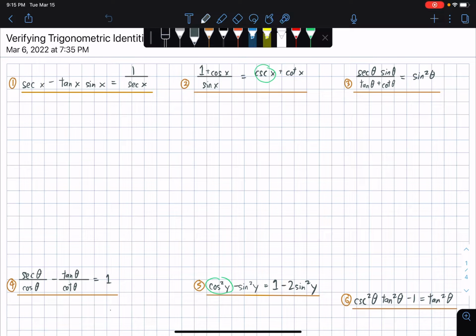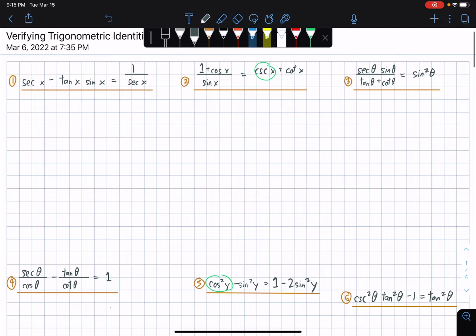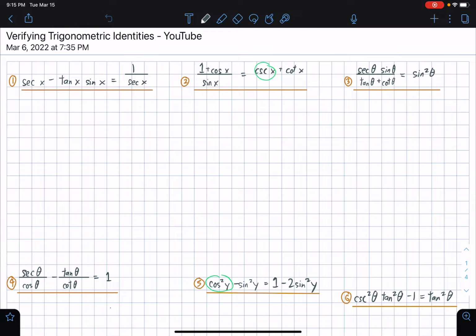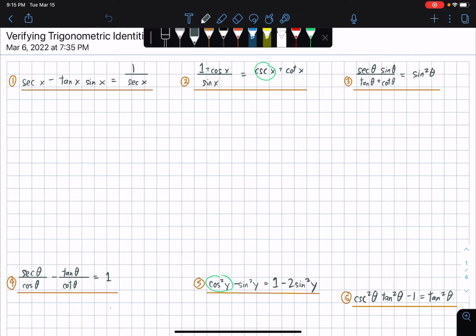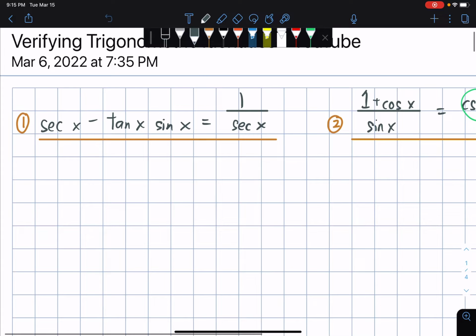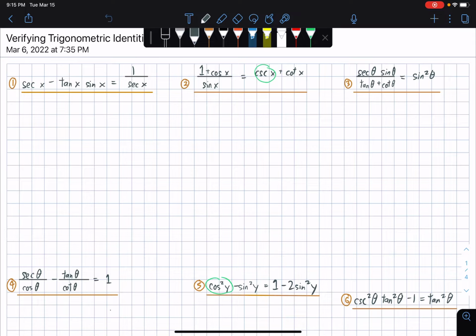I suppose that these problems could already be enough for you to understand how we're supposed to verify trigonometric identities. So let's proceed to number one. By the way, this is something that you have to know in general. In every problem that you answer regarding verification of trigonometric identities, you could solve on either side. You can choose the left or you can choose the right.